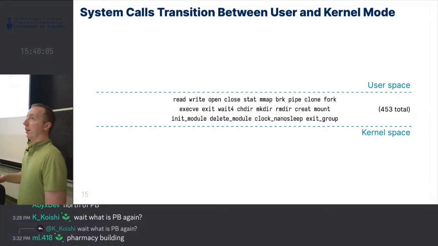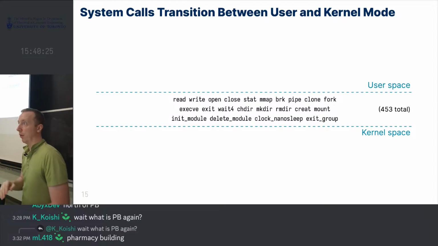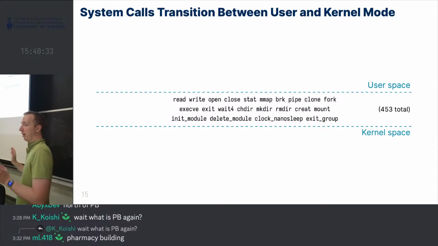So there's only one way to get between user mode and kernel mode no matter what, and that's what system calls are. System calls actually transition between user mode and kernel mode. On the Linux kernel, there are only 453 of these functions. So that's the entire interface to your kernel on Linux. There are only that many functions.